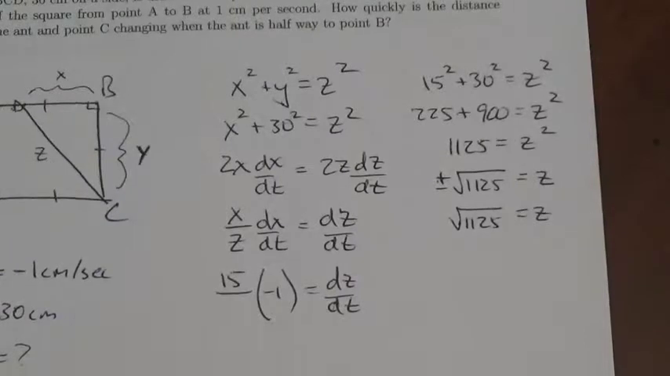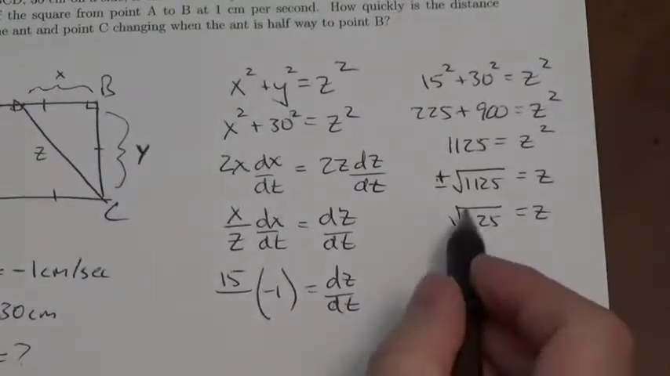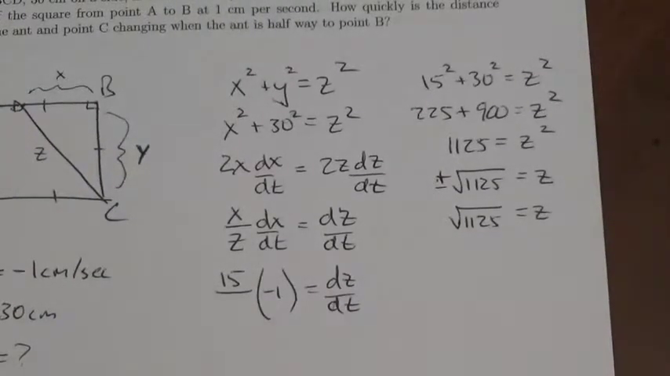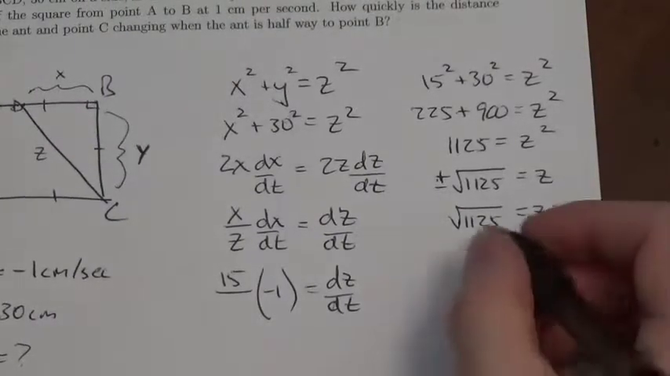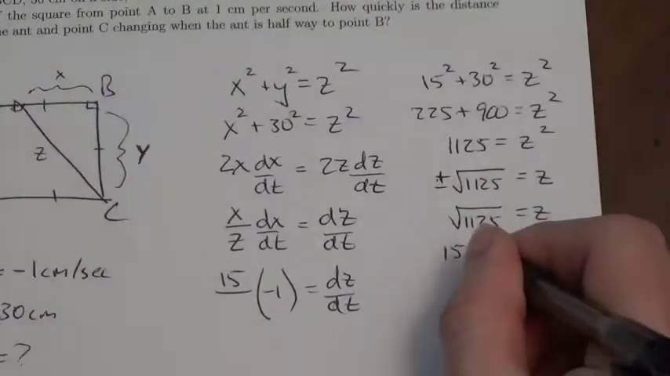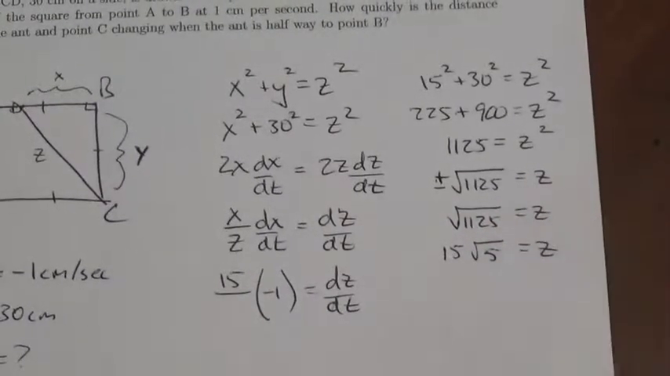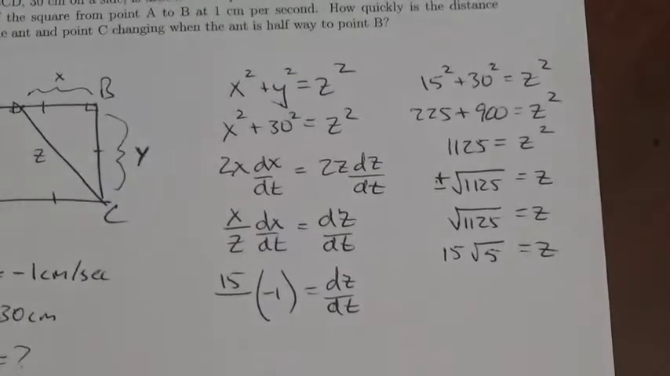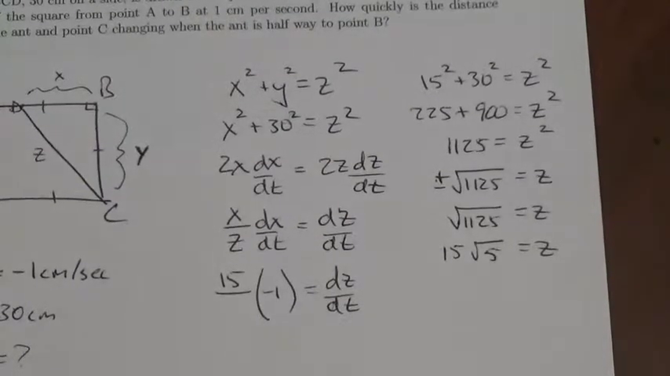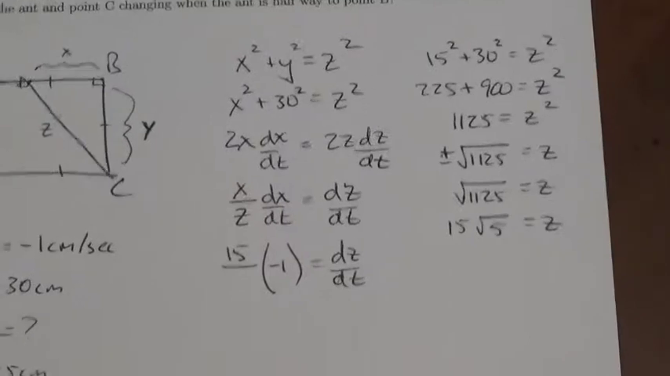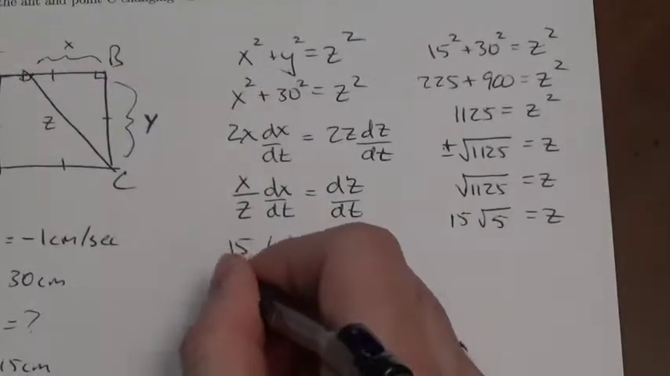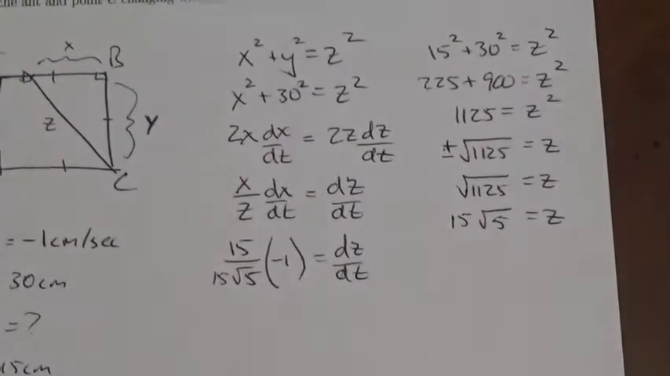Now I'm going to see if we can simplify this a little bit. And yeah, I can pull out a pair of 5s out of there. I can also pull out a pair of 3s. And so this is actually going to become 15 root 5, it looks like, when I simplify that. And I'm just going to double check that. Yeah, that's true. So 15 root 5 there. Perfect.